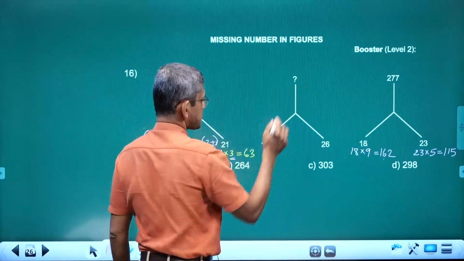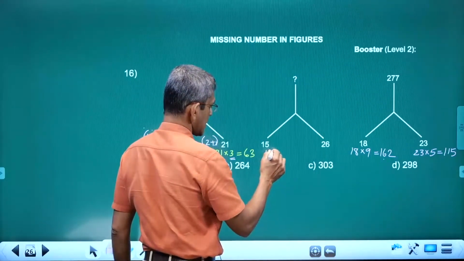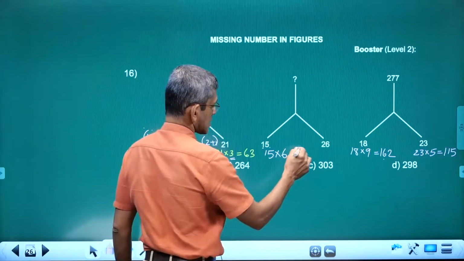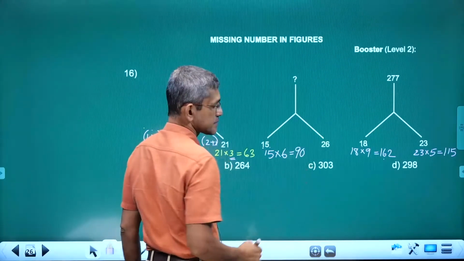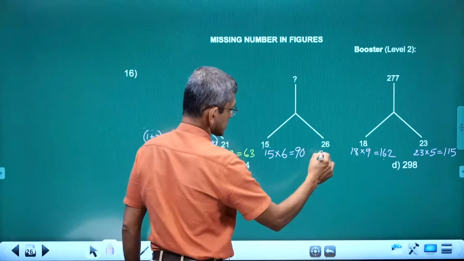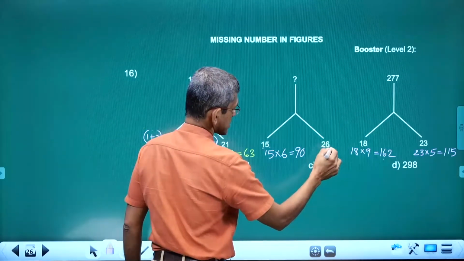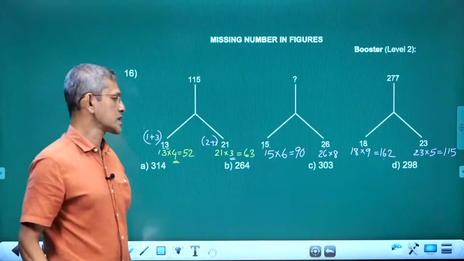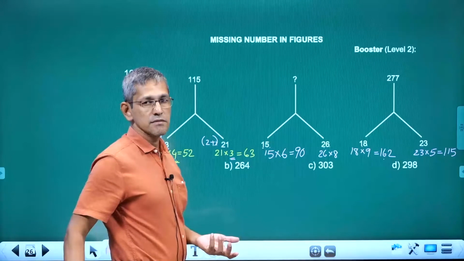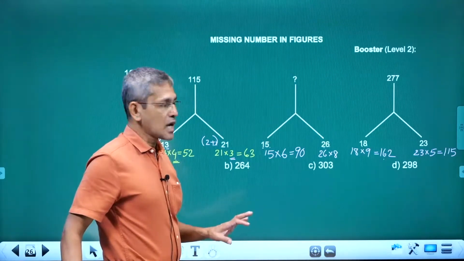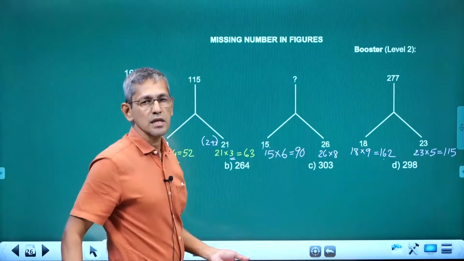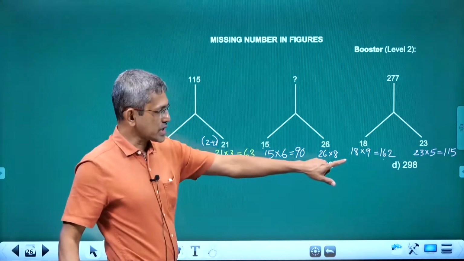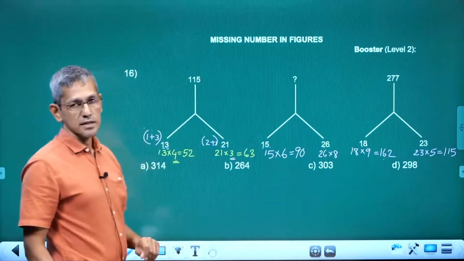And if that is the case, what is the answer here? 15 into 1 plus 5 is 6, so that is 90, correct? And 26 into 2 plus 6 is 8. So 26 into 8, how much is that? There are two ways of doing it. Either you can take 25 into 8, which is 200, and the balance is 1. 1 into 8 is 8, so that is 208. 208 plus 90 is 298. The answer is right here, the last answer choice. That would be the answer.